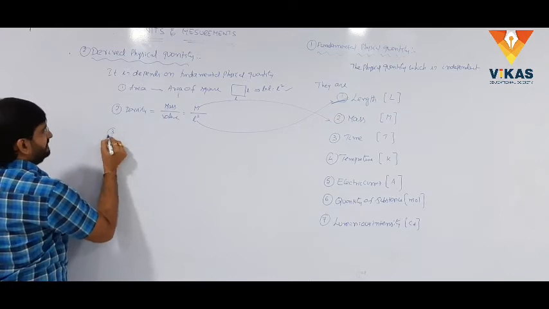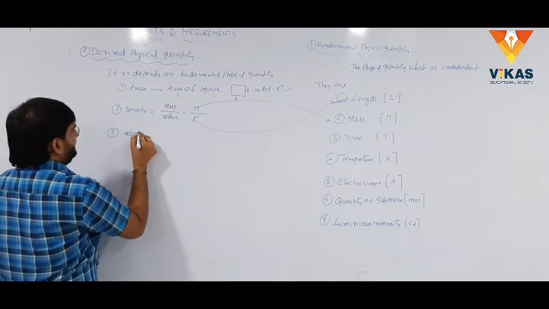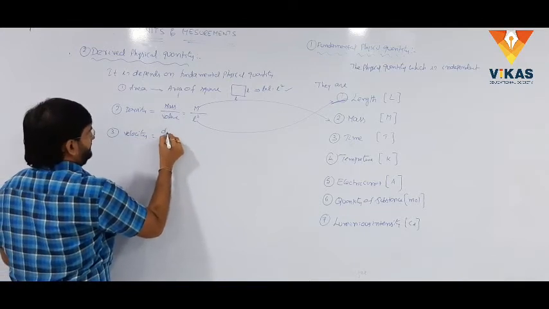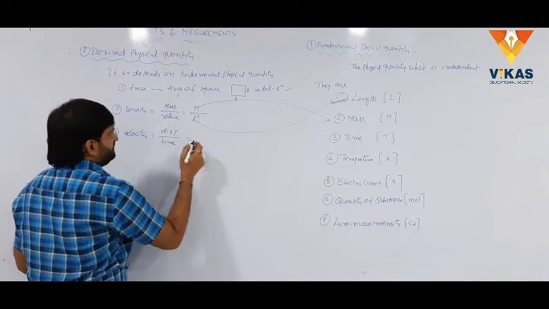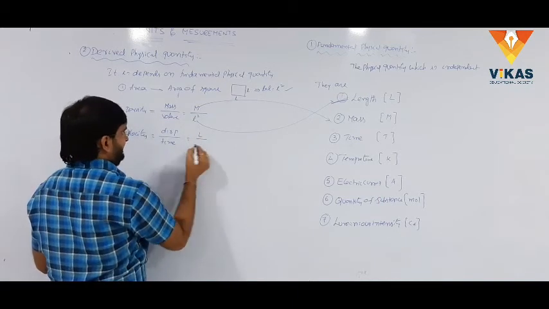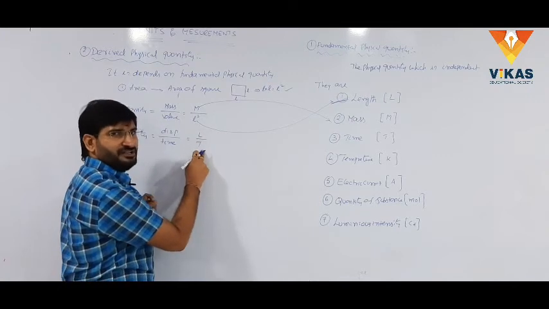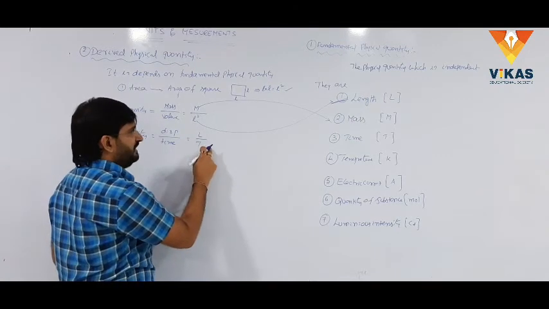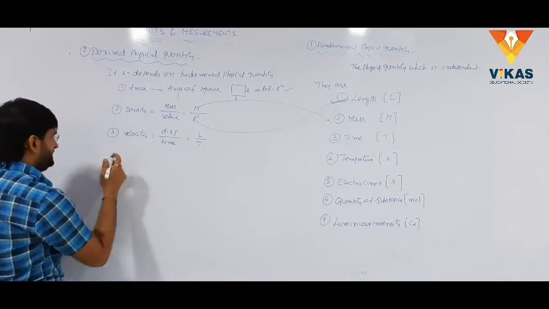And the third one is velocity. Velocity is nothing but displacement by time. Displacement in terms of length, time in terms of t. L is a fundamental physical quantity and time is also a fundamental physical quantity. Therefore, both depend upon the fundamental physical quantities. That's why velocity is a derived physical quantity.